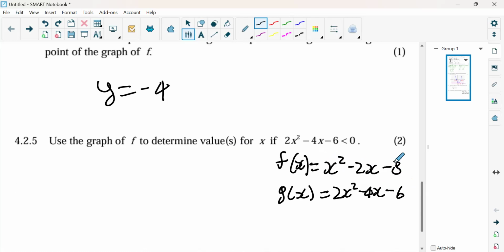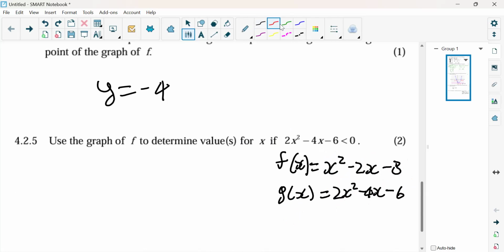Now, if you look at these two graphs, how do they compare to each other? On our x squared, we have an extra 2, and on our x, we have an extra 2 also. It seems as if they multiplied everything by 2. So there's a transformation here. It means they just doubled this graph. So till now we can solve using the graph that we have, which is f of x.